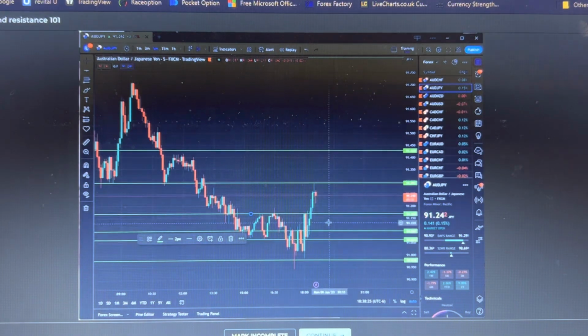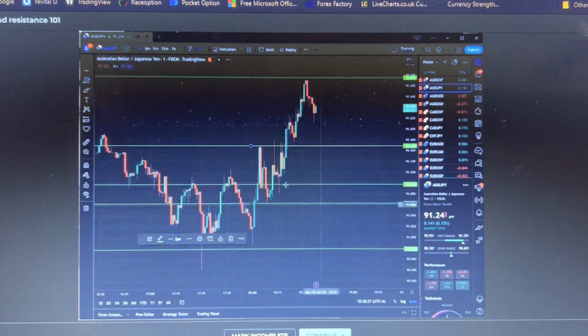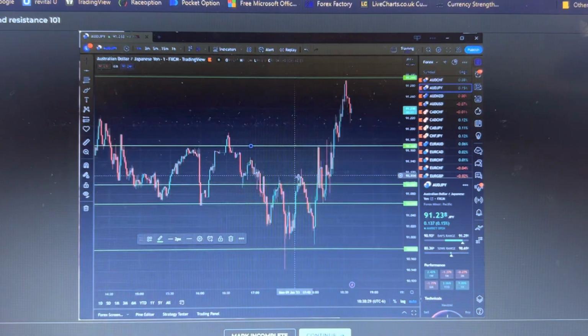But that is how you set up support and resistance, and then you go to trading on your minute chart. You can see how these things are interacting with each other.